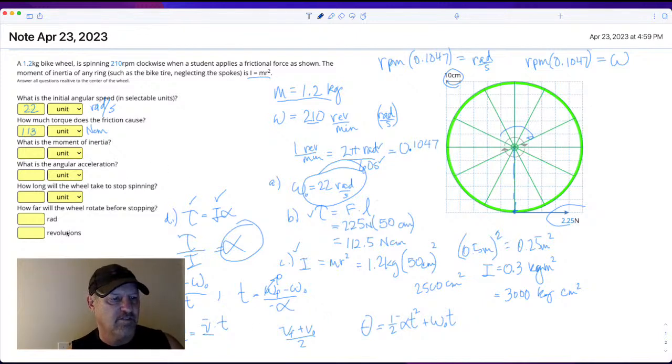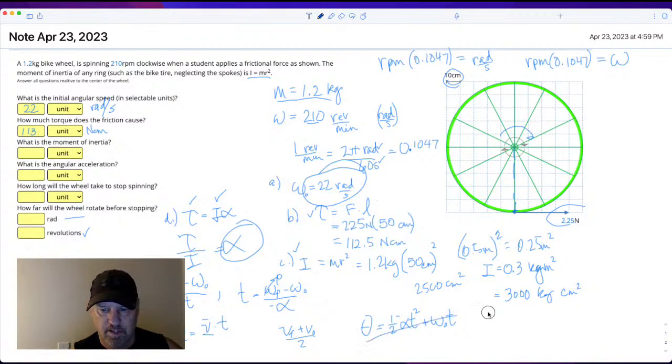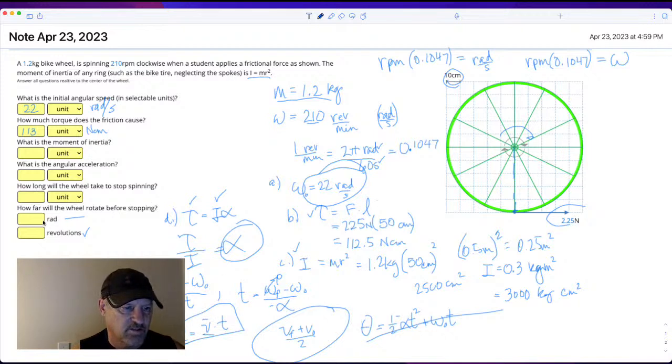So that goes through how far in radians, and then in revolutions: whatever number of radians you get, radians divided by 2 pi will give you revolutions. So once you solve for radians, either theta is v average times t, right here, or if you use this equation, when you get that number, that's in radians. Then take that number divided by 2 pi, and that'll give you revolutions.